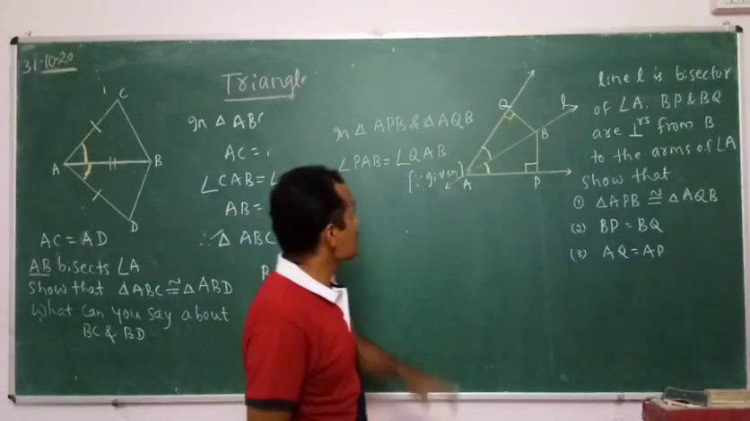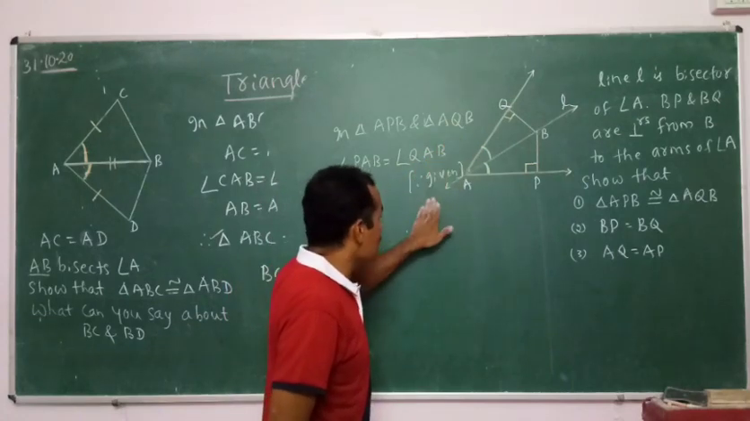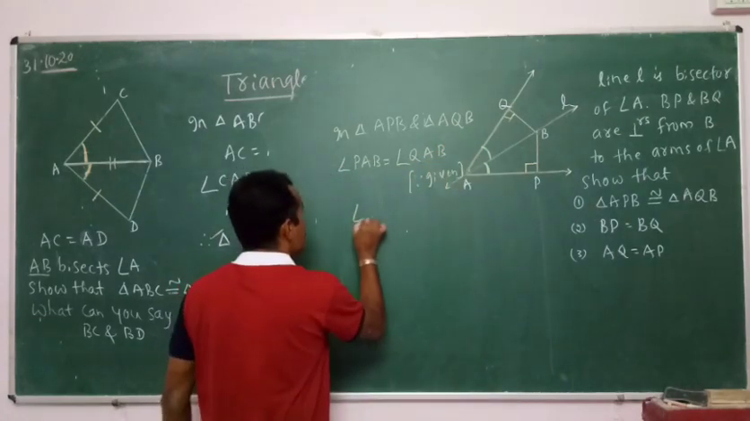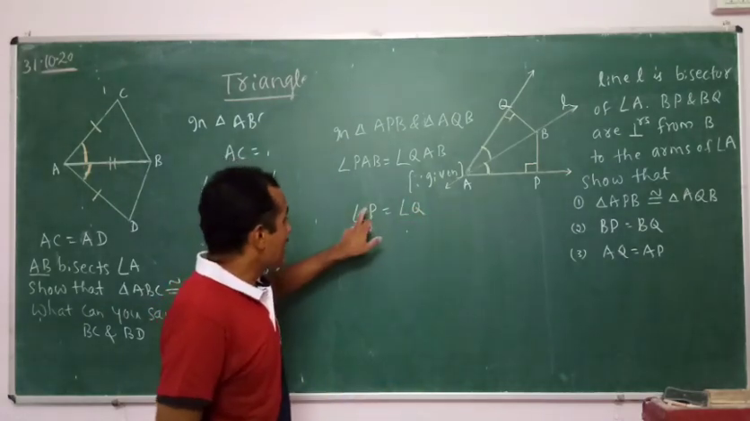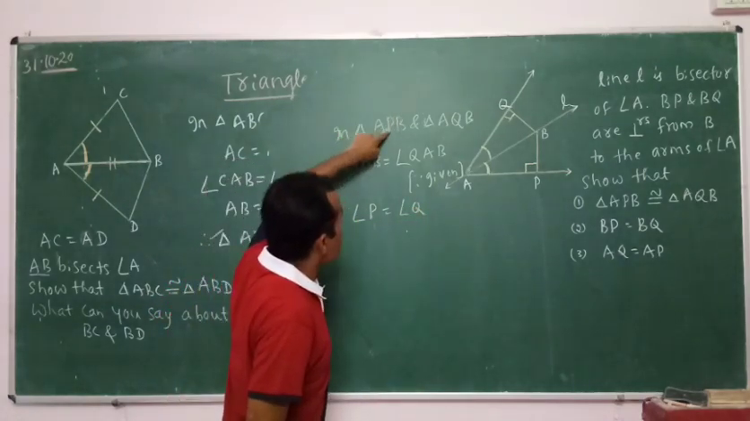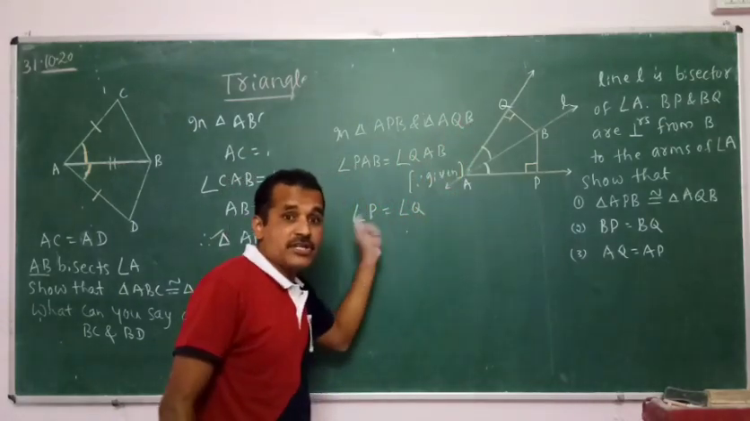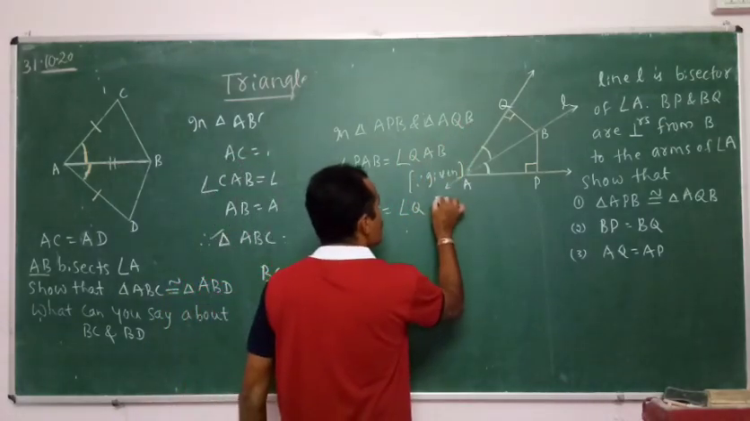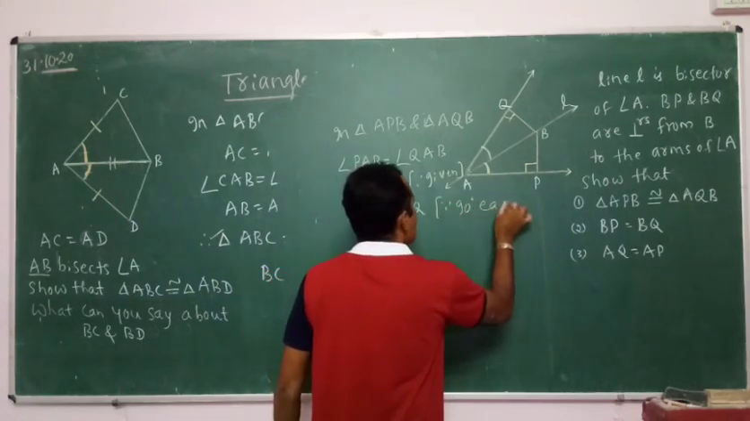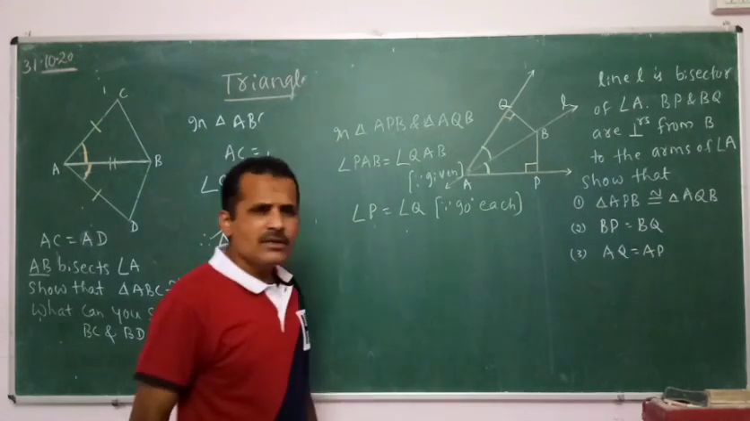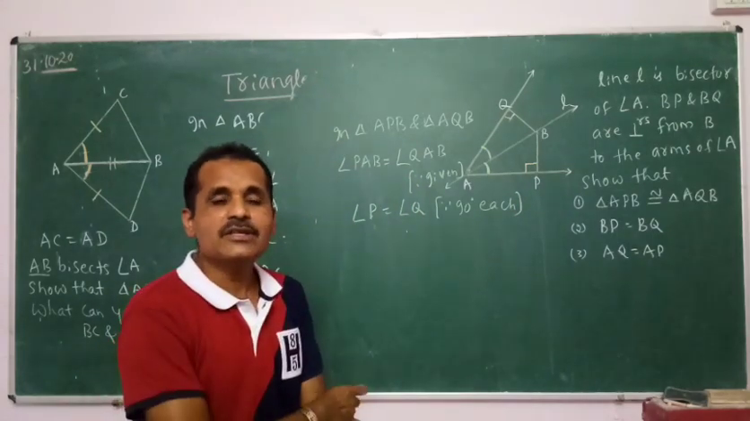But how should I write? See, angle P is from here, angle Q is from here. I should compulsorily write angle P is equal to angle Q, because angle P is part of this triangle, and Q is part of this triangle, right here. Don't interchange. Okay, this you can also write because of given, or you can say 90 degrees each. That is the third thing. Now definitely you know which is the third thing.